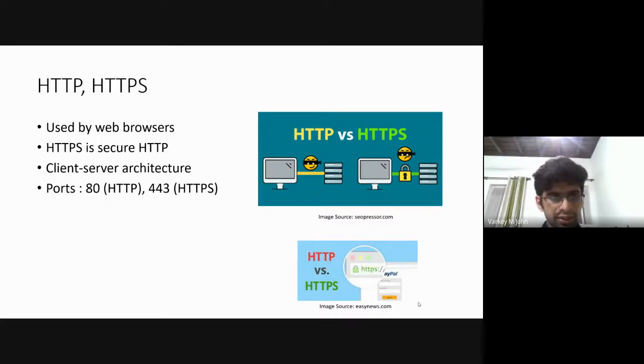HTTP is not that secure in terms of the encryption. The data that is being sent is not encrypted securely, so an eavesdropper can get the data. HTTPS is secure HTTP, where even if the eavesdropper gets the data, they cannot get the original data back because it's encrypted. It uses a client-server architecture.